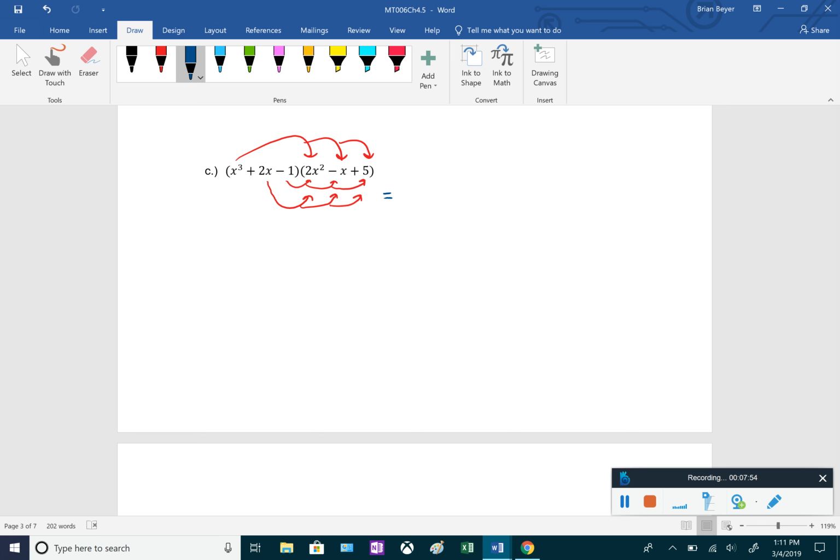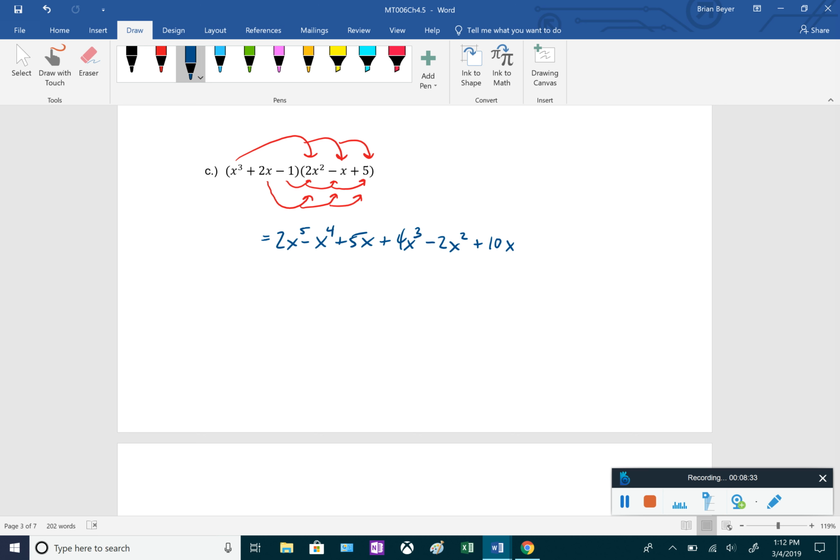So multiplying the x cubed throughout, x cubed times 2x squared is 2x to the 5th. X cubed times negative x is minus x to the 4th. X cubed times 5 is plus 5x cubed. I'm actually going to rewrite this so I have some more room. Okay, and now multiplying the 2x through, 2x times 2x squared is plus 4x cubed. 2x times negative x is negative 2x squared, so minus 2x squared. 2x times 5 gives us plus 10x.